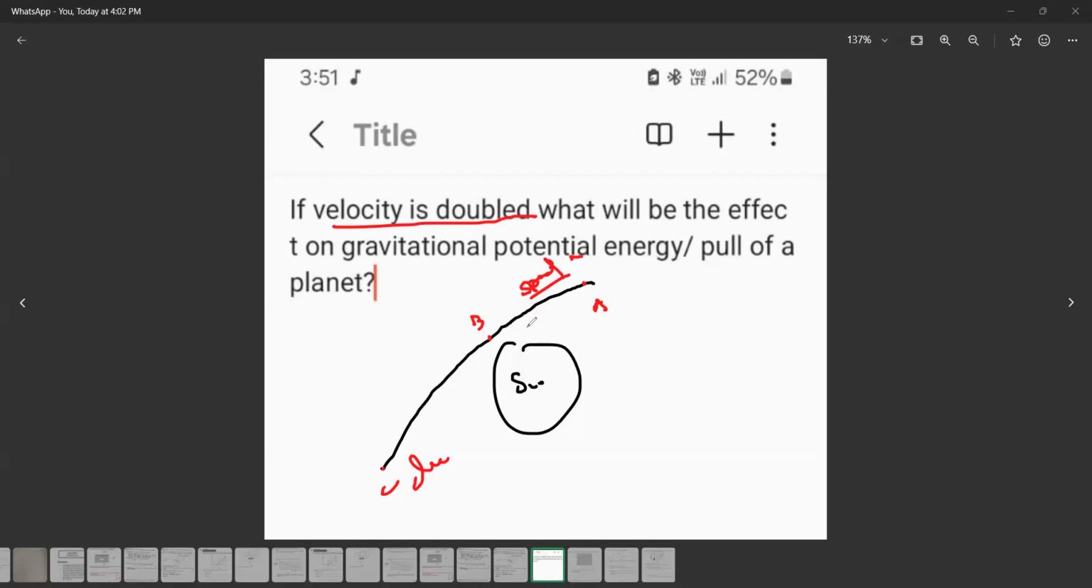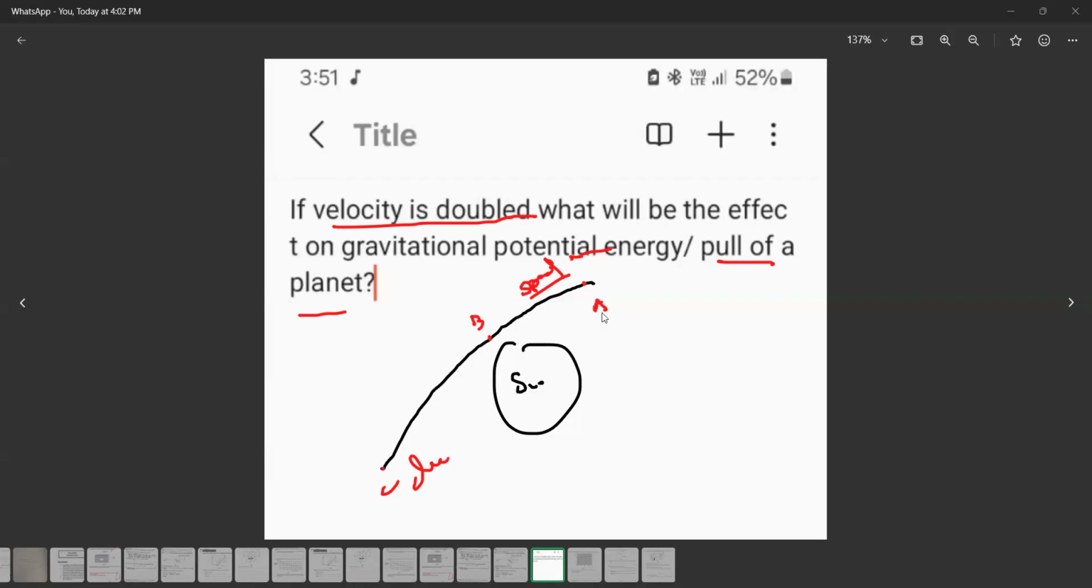Gravitational. Wait, he means the weight, I guess. No, because the question is not about the pull of a planet. It's the gravitational force he means. When it is closer, the gravitational force is greater. But because it has a high speed, the kinetic energy is more than the gravitational potential energy.